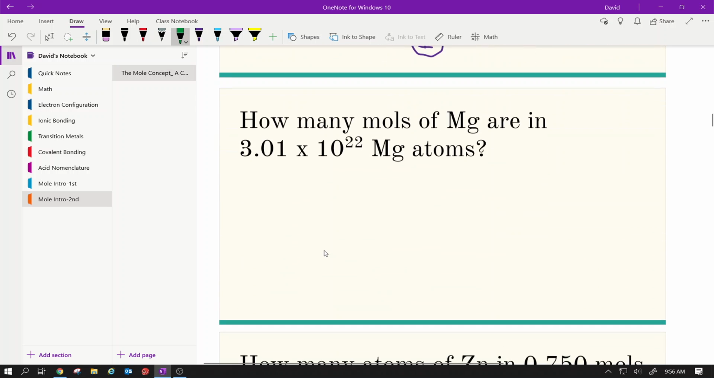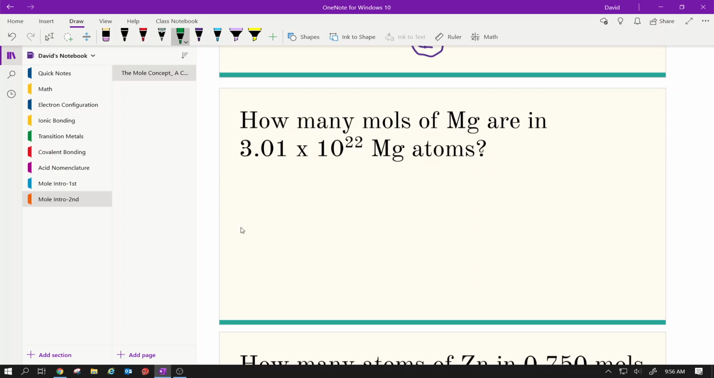How many moles of Mg are in 3.01 times 10 to the 22nd Mg atoms? Oh, I was going to ask you what Mg stands for. Yeah, magnesium. I gave it away. You knew though already, didn't you? Good. You guys are bright.